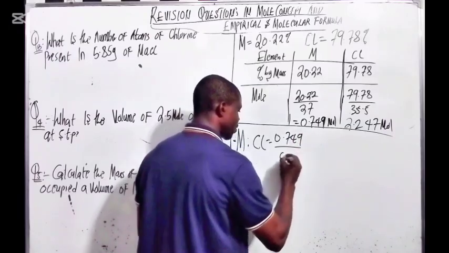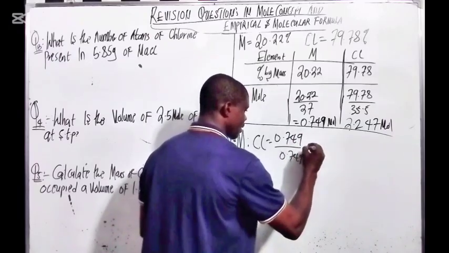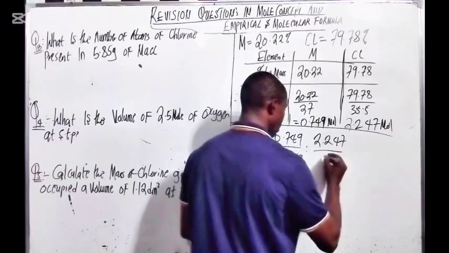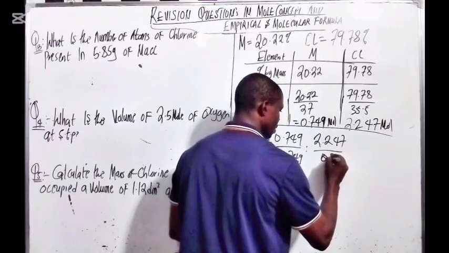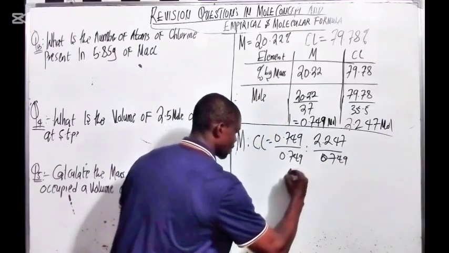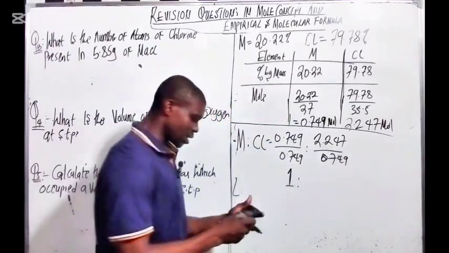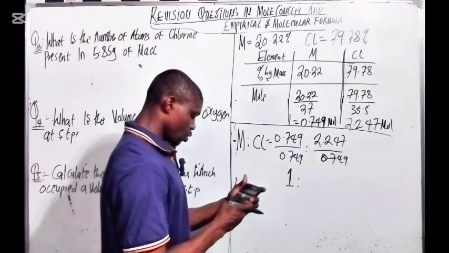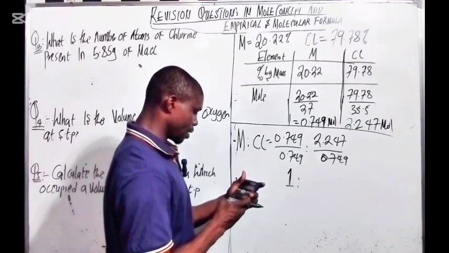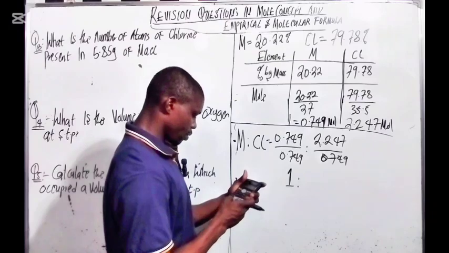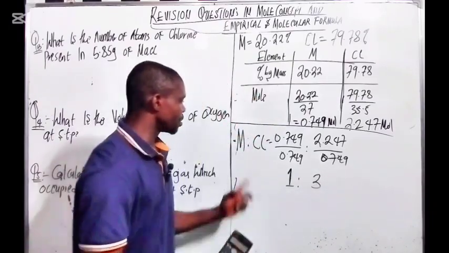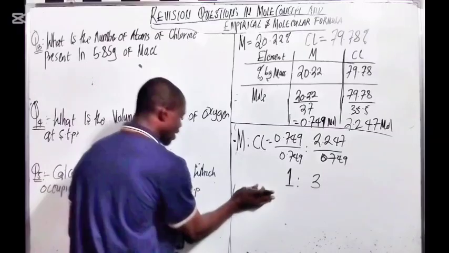So it will be 0.749 over 0.749 ratio, and 2.247 over 0.749, right? So you're going to be 1. So let's divide. Let's say our answer here. So you have 2.247 divided by 0.749. So here we have 3. Do you see that? So that is my empirical formula here.